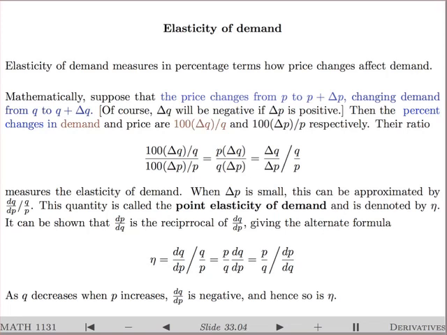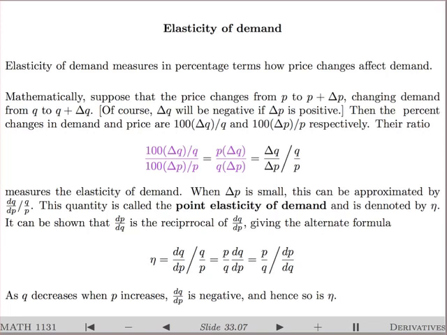changed by delta Q. So the relative change is delta Q over Q. The percentage change is 100 delta Q over Q. Same way the percentage change in price is 100 delta P over P. The ratio is the elasticity of demand for that change. So this is 100 delta Q over Q divided by 100 delta P over P. You can cancel the 100, do a bit of algebra to rewrite it. We get P times delta Q over Q times delta P.